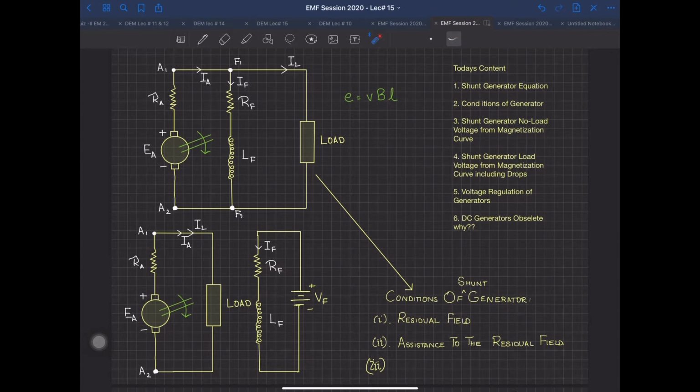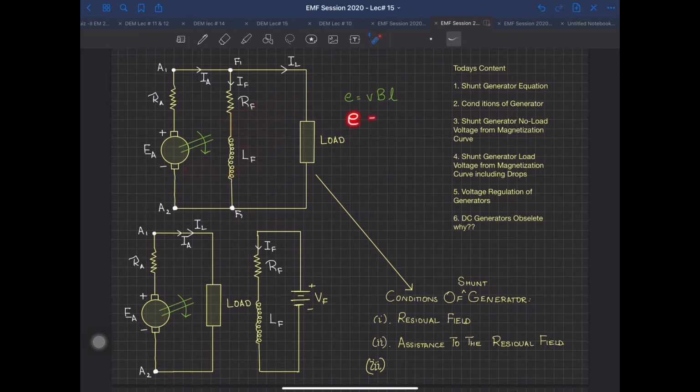Then what I mean by residual field is that F1 and F2 are wound on some pole, and that pole has to be some ferromagnetic material so that it gives some flux, which means it will give some residual flux, which means it will have some permanent magnetism. That permanent magnetism is going to produce some residual flux, and it will be available over there.